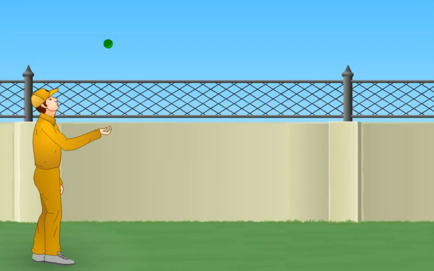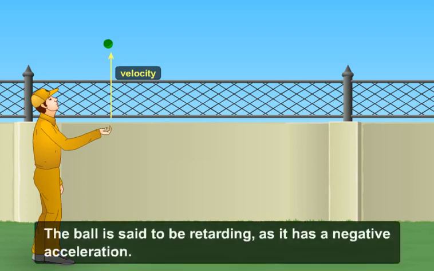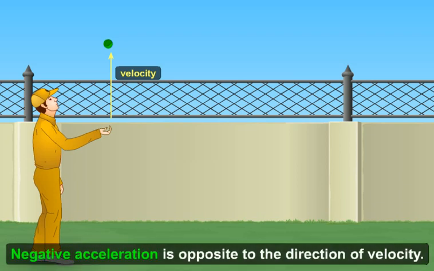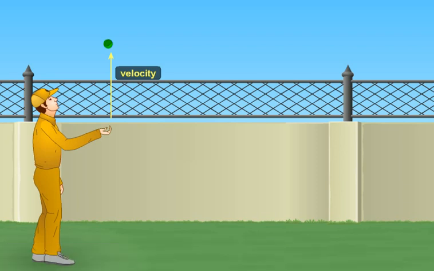When you throw a ball vertically upwards into the sky, its velocity goes on decreasing while it is rising. The ball is said to be retarding as it has a negative acceleration. Can you say what is the direction of its acceleration? Negative acceleration is opposite to the direction of velocity. Since the direction of the ball's velocity is upwards, its acceleration will be in the downward direction.